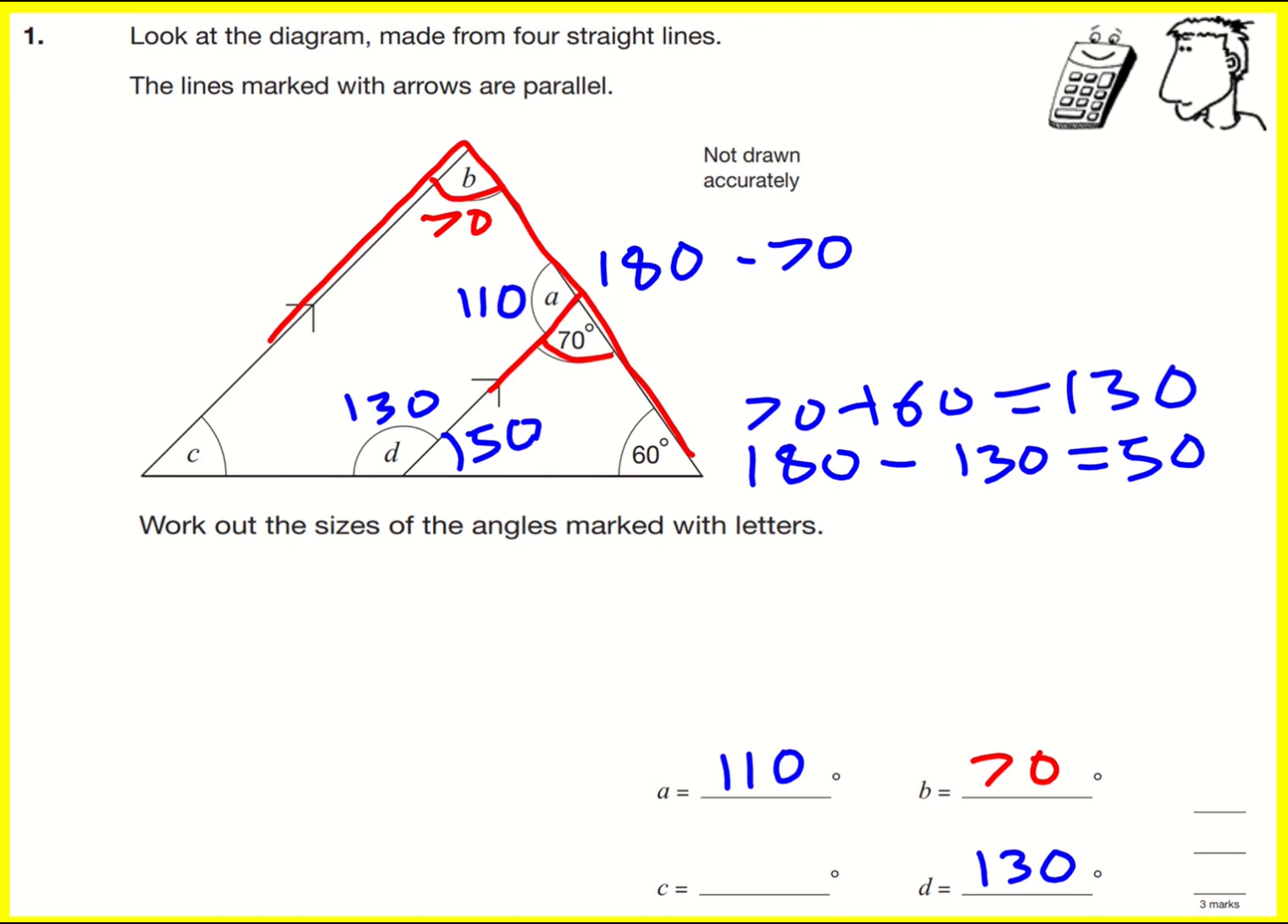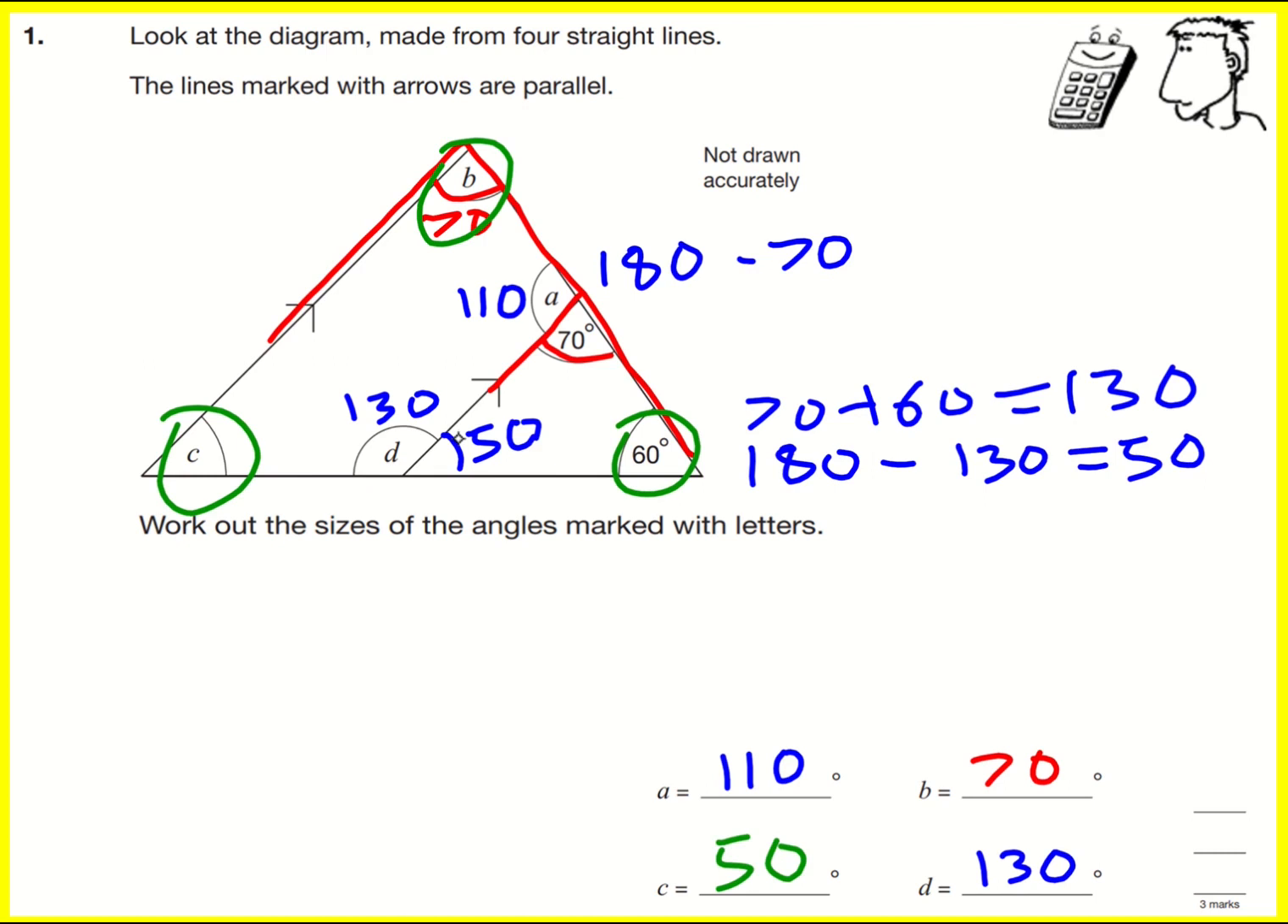You can either use the quadrilateral, that adds up to 360, or probably slightly easier is to use this angle, and this angle again in the triangle. So it's going to be 70 plus 60, which is again 130, and we're going to get another 50 going on. So C is 50.